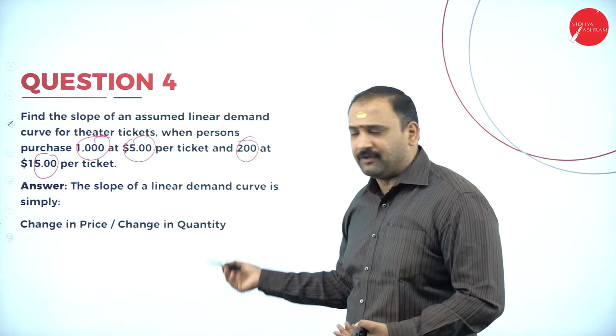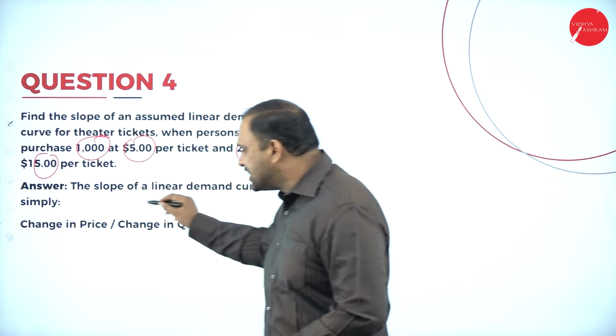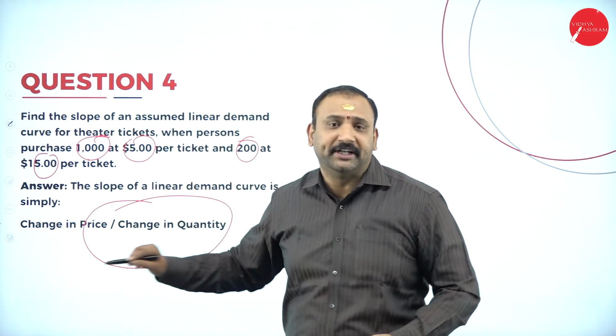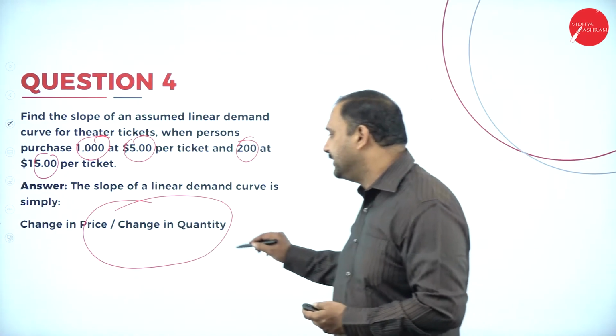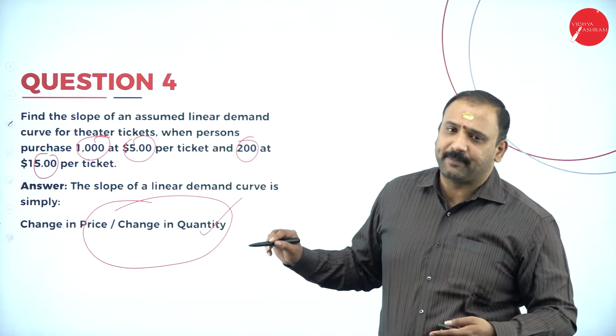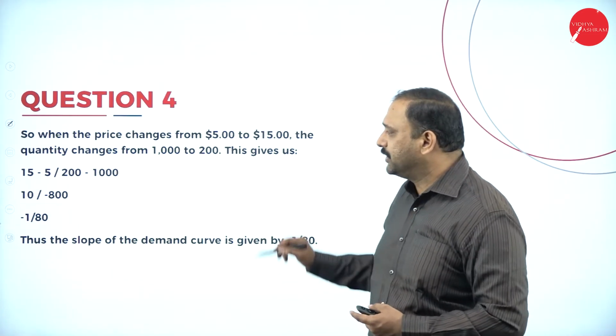Now, this is what we have to find out. So, change in price by change in quantity. That's the answer that we are going to look into. The most important formula here is change in price divided by change in quantity. So, how are you going to do it?